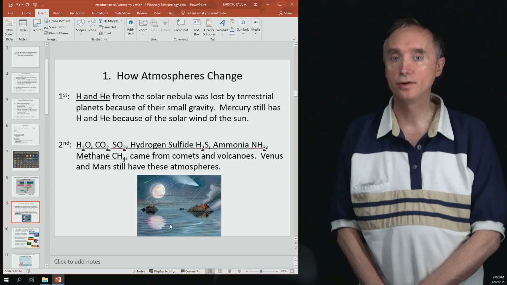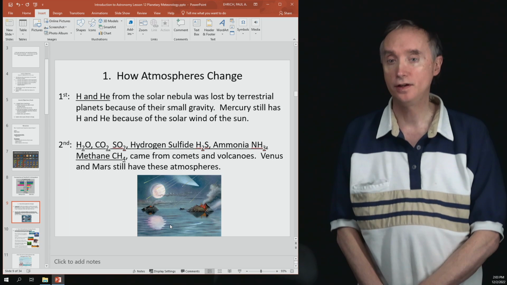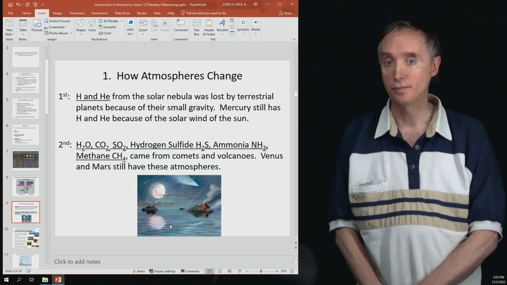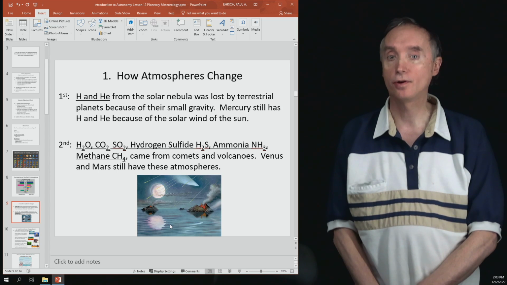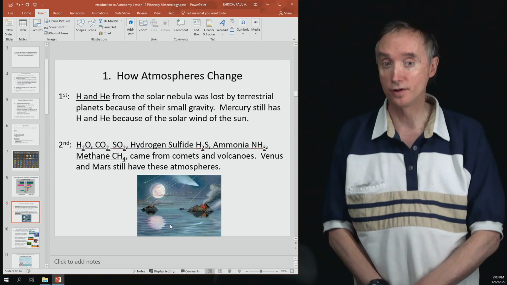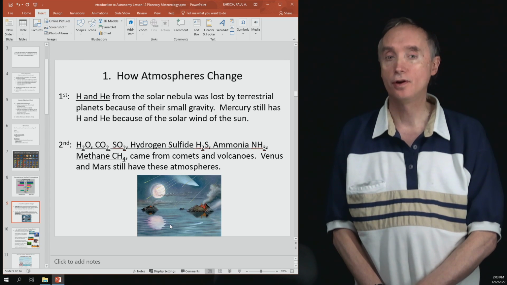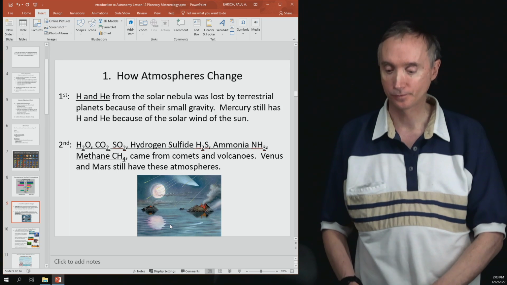So as the Earth and Mars and Venus got pelted by comets, and then early in their history they had volcanoes, more numerous than they do today, those gases were released into their atmospheres.